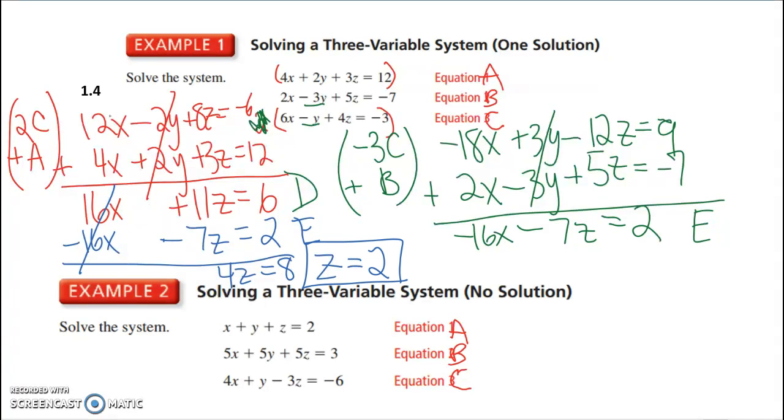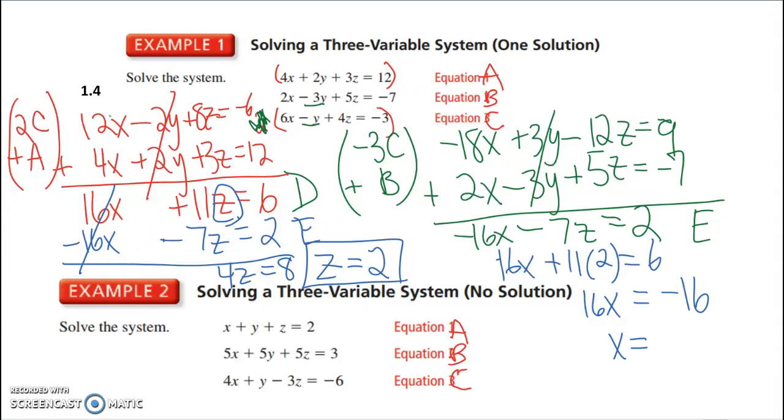So now I'm going to take equation D and I'm going to plug z back in for this z right here to solve for x. So I'll get 16x plus 11 times 2 equals 6. So that's 22. 16x, 6 minus 22 is going to be equals negative 16. And then divide both sides by 16 to get x equals what? So x equals negative 1.